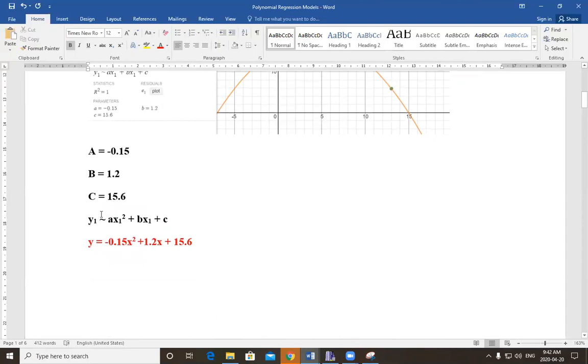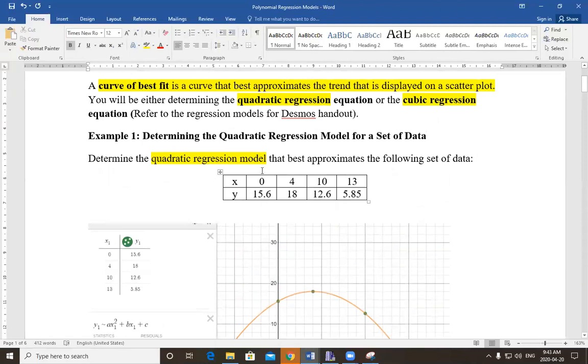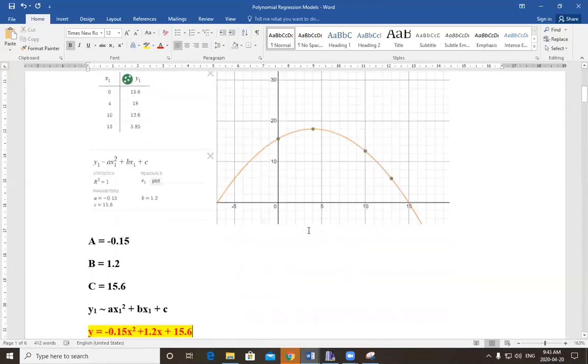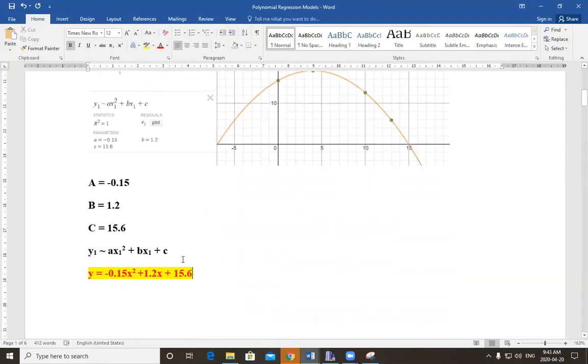A very common mistake is that students will leave the Desmos model in place, but again, we want an equation, so we have to have that y equals. And notice that we no longer have x1 and y1. Okay, when we have an equation, we just have x and y. Also note, if there's context, then we have to make sure that we use the proper independent and dependent variables. But in this case, there is no context, so this would be our equation.